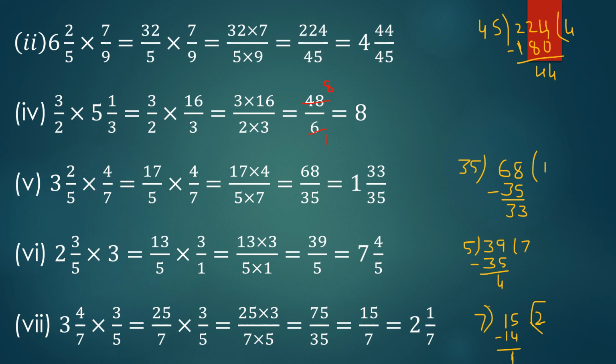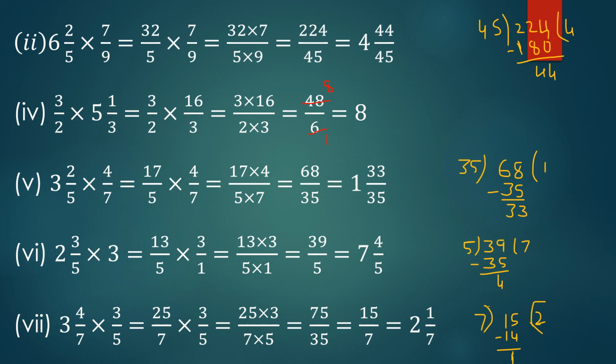Next, 3 2 by 5 into 4 by 7. So converting the mixed fraction into improper, it will become 17 divided by 5 into 4 by 7. Now 17 into 4 divided by 5 into 7. What is 17 into 4? It is 68 divided by 5 sevens are 35. So this can be converted into 1 33 by 35.